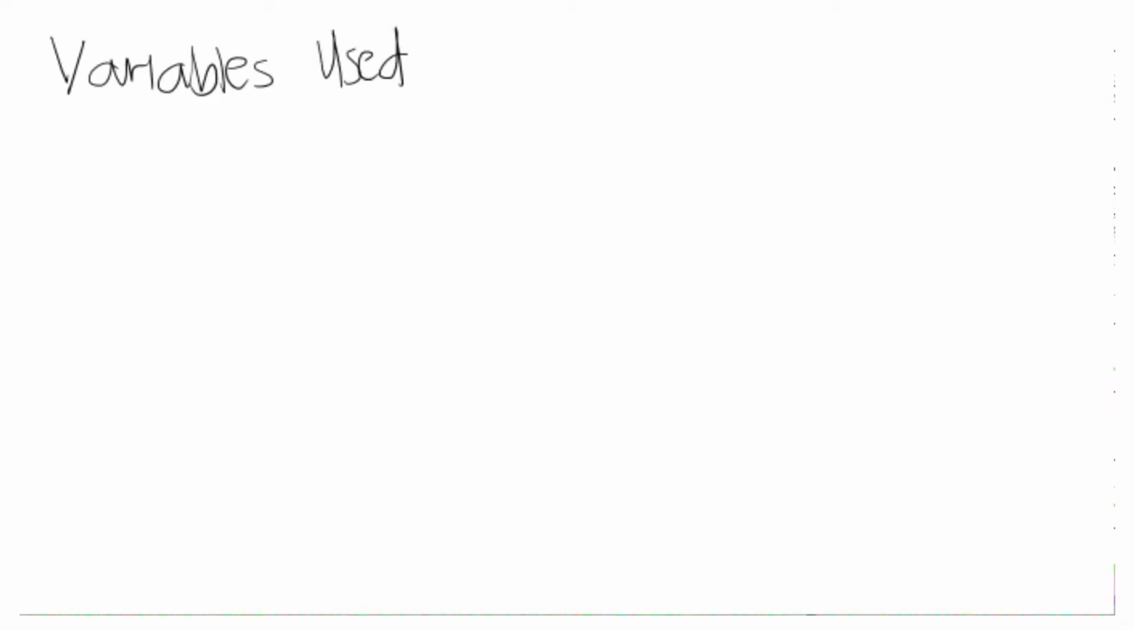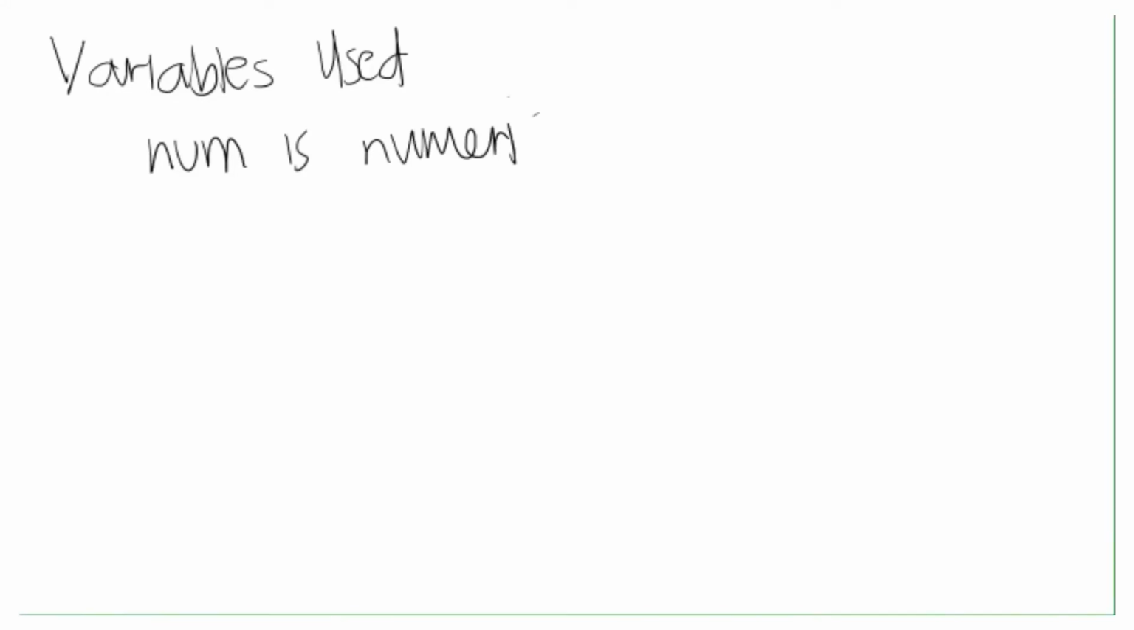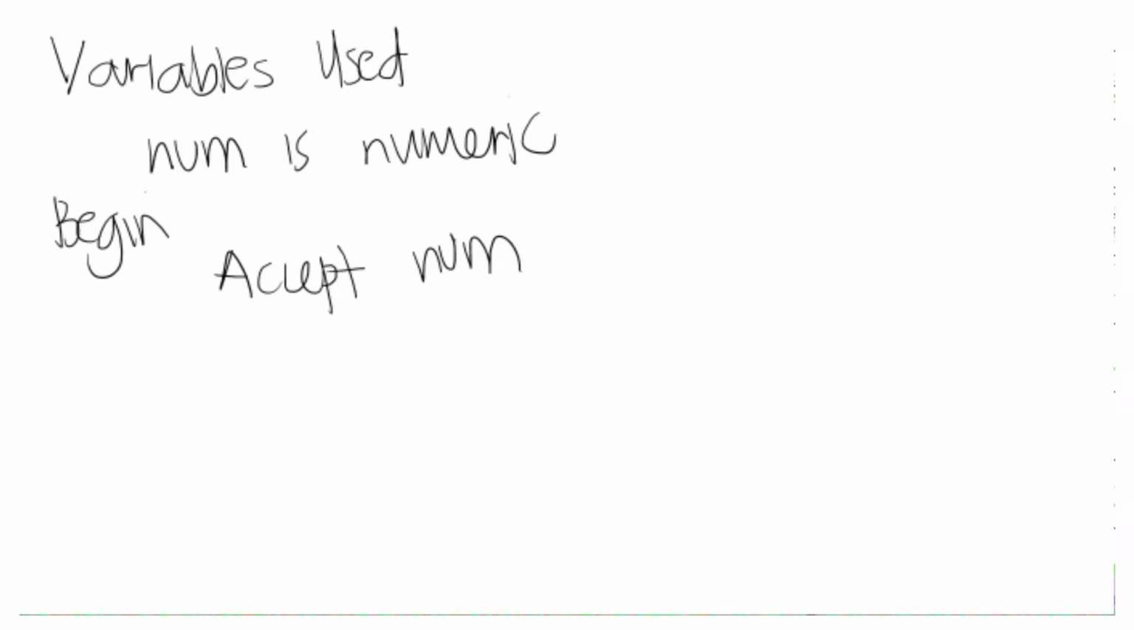Second solution for the pseudocode, same problem, will be variables used. So in this case, I'm going to use only the num. Num is numeric. Then I have begin. Then I'm going to use accept num. So again, instead of processing rem, I'm going to include num modulo 2 in the if then else statement.